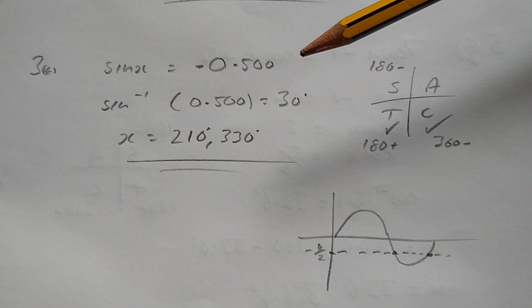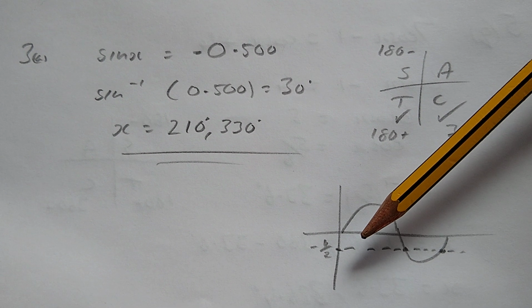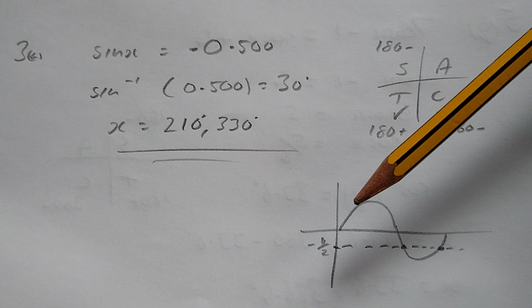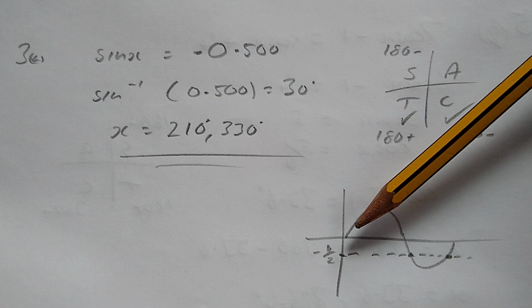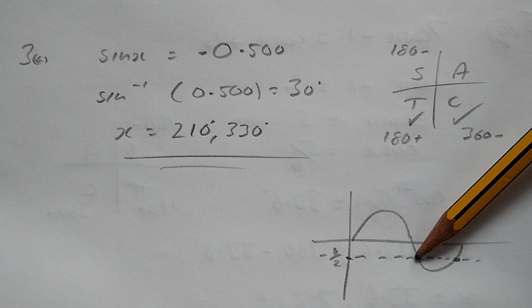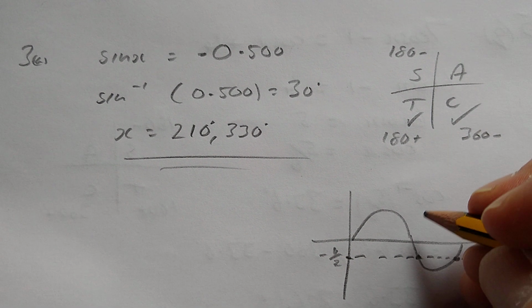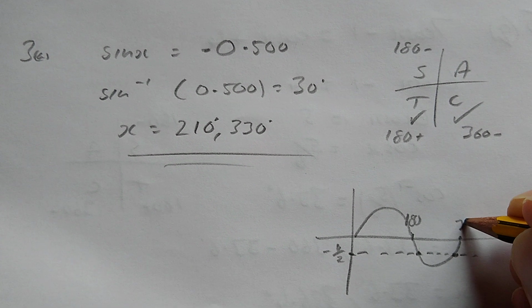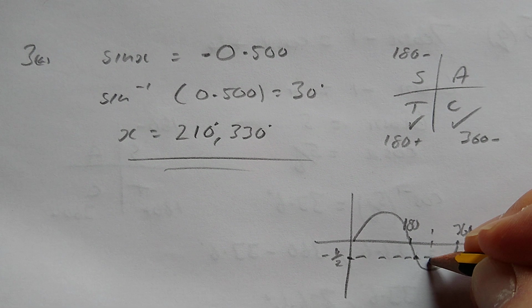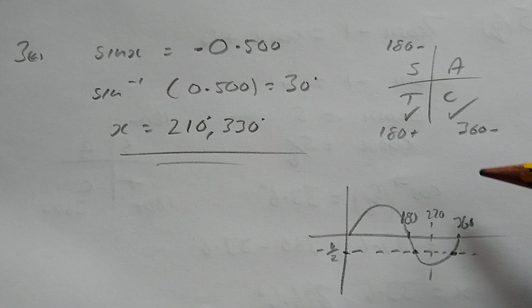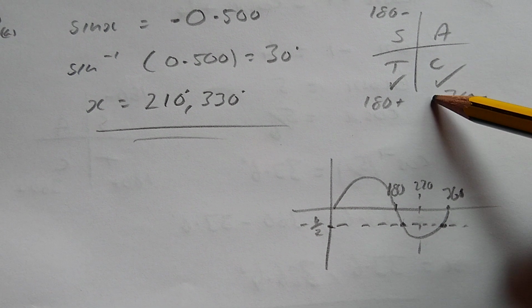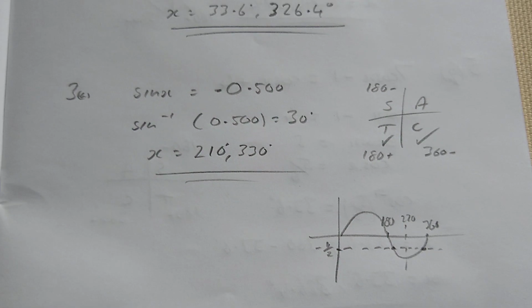So what we've essentially done there, and again in the video that I've suggested you watch before this one, it goes into this in quite a bit of depth. I'm essentially finding out when the sine graph is at a height of minus 1/2. And as we can see, that's going to happen between 180 and 360. It's actually going to happen between 180 and 270, then between 270 and 360, which is what this CAST diagram does for us.